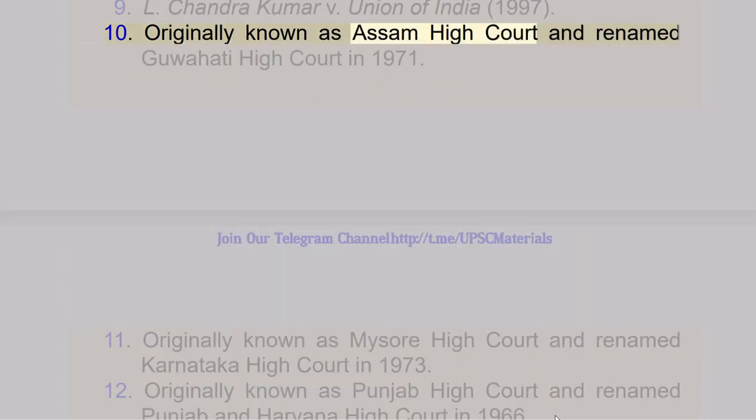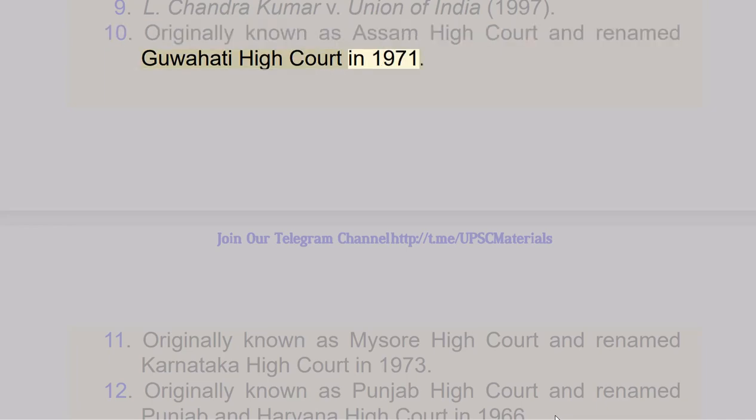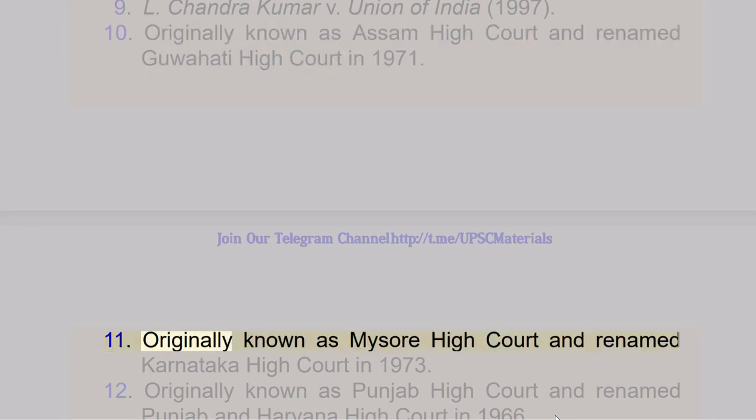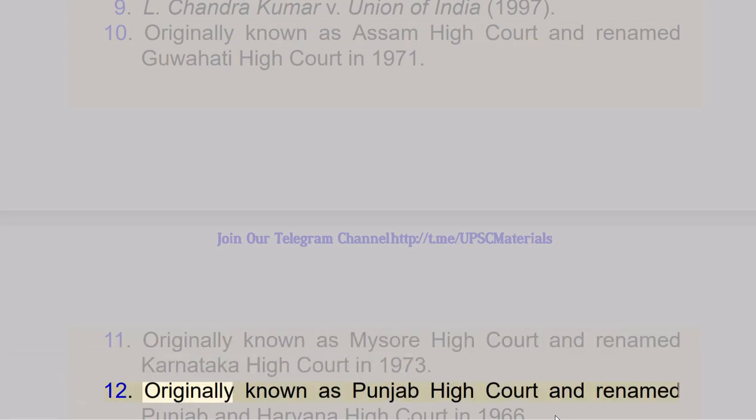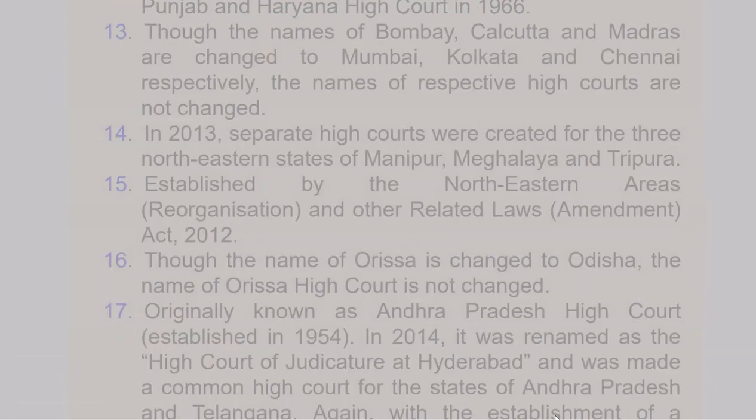10. Originally known as Assam High Court and renamed Guwahati High Court in 1971. 11. Originally known as Mysore High Court and renamed Karnataka High Court in 1973. 12. Originally known as Punjab High Court and renamed Punjab and Haryana High Court in 1966. 13. Though the names of Bombay, Calcutta and Madras are changed to Mumbai, Kolkata and Chennai respectively, the names of respective High Courts are not changed.